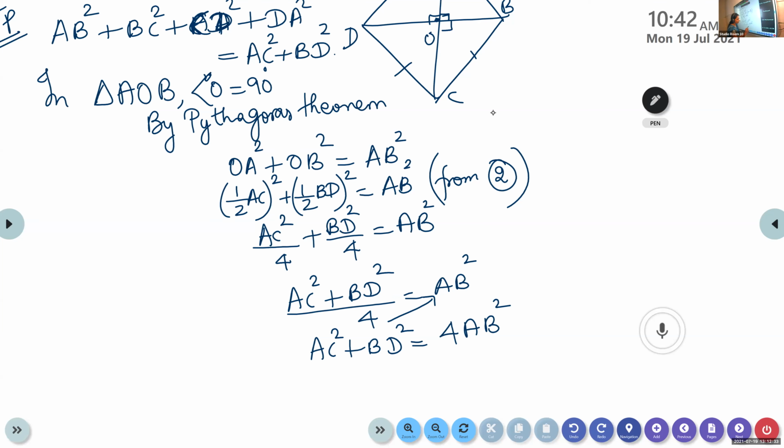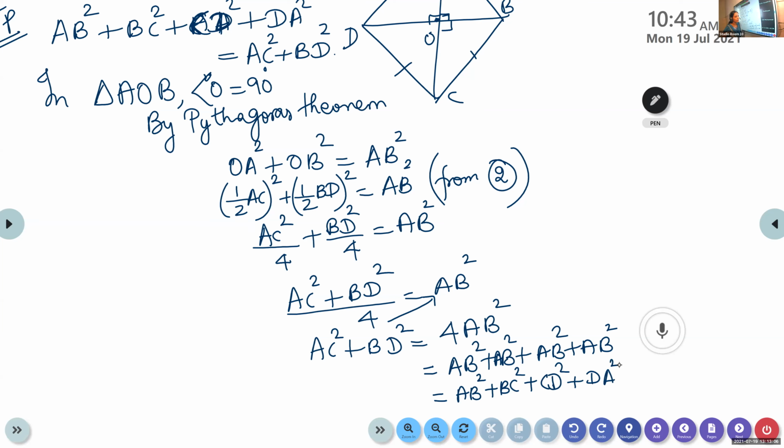Now listen, children, this 4 AB square we can write as AB square plus, 4 times. What is the meaning of 4 AB square? 4 times AB square, isn't it? Now, the first AB square I am keeping as such. Instead of the second AB, can I write BC? Instead of the next, shall I write CD? And the last one as DA? Is it possible? Yes, ma'am, because they are equal.